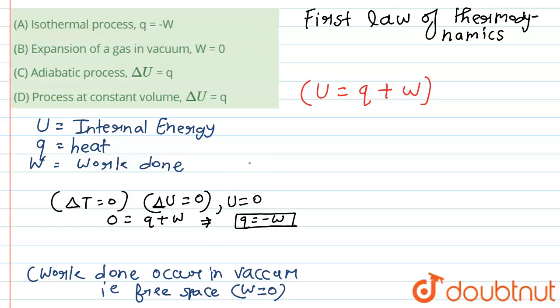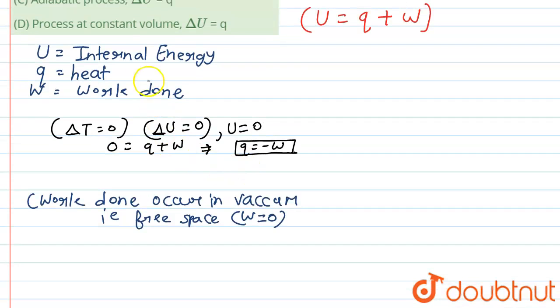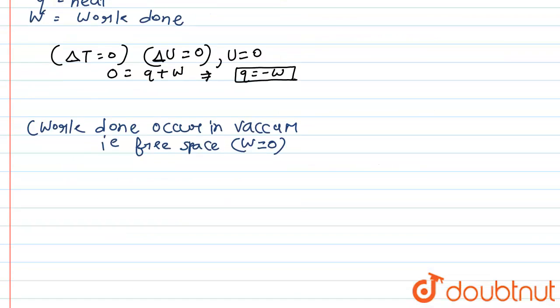Now the third option here states that for adiabatic process, delta U is equal to Q. So what is adiabatic process? Adiabatic process is a process in which any process takes place at a constant heat. That is, the heat change is 0. That is, no heat evolves in the process. So in adiabatic process, what happens is that heat is 0.